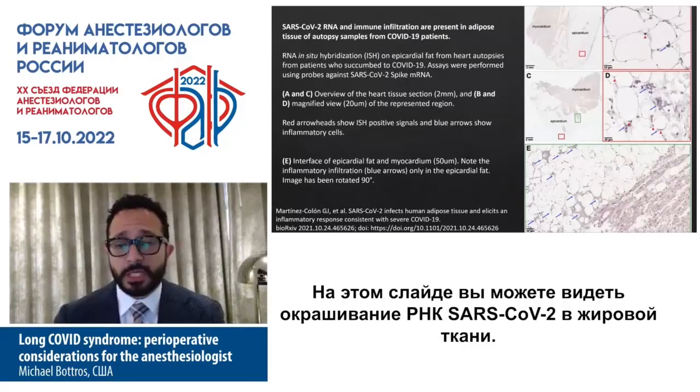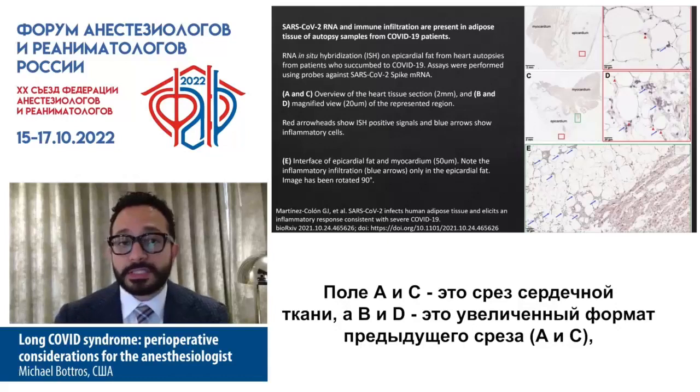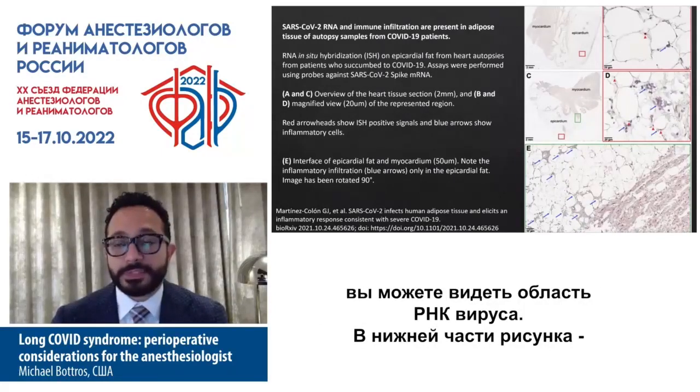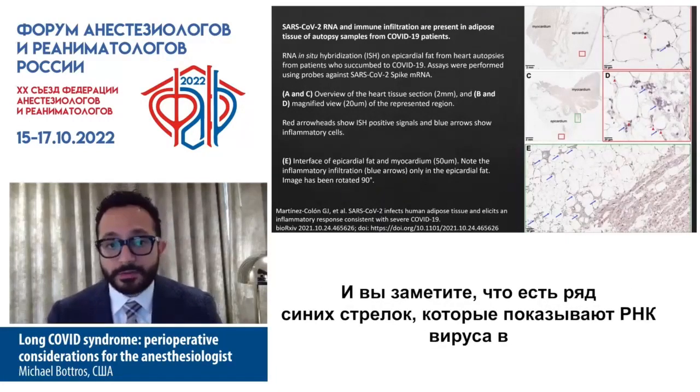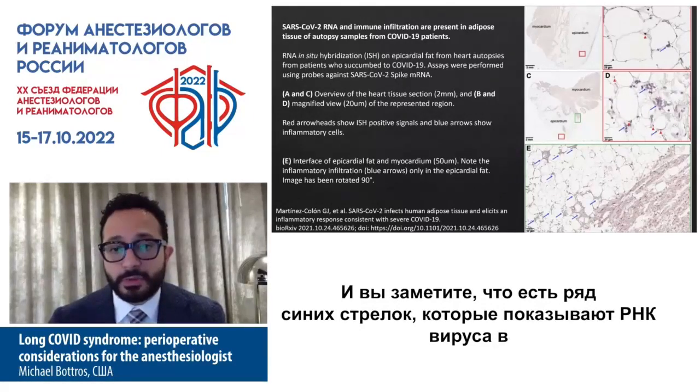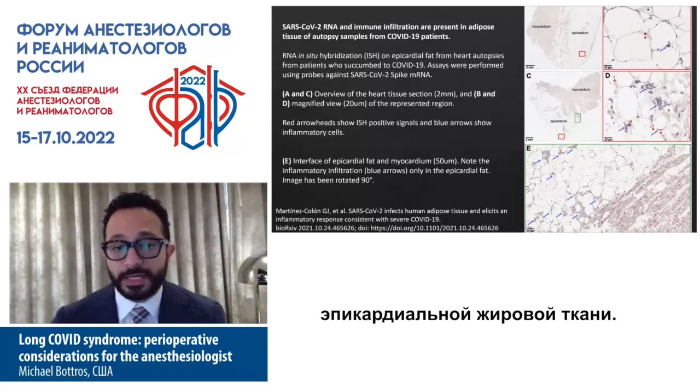Here you can see that they had staining for the SARS-CoV-2 RNA in adipose tissue. So in A and C, this is a section of heart tissue, and then in B and D, you can find that it is magnified, representing the region of RNA from the virus. In the lower portion here, in E, you'll find epicardial fat and myocardium in the red, and you'll notice that there are a number of blue arrows that show RNA from the virus in epicardial fat.